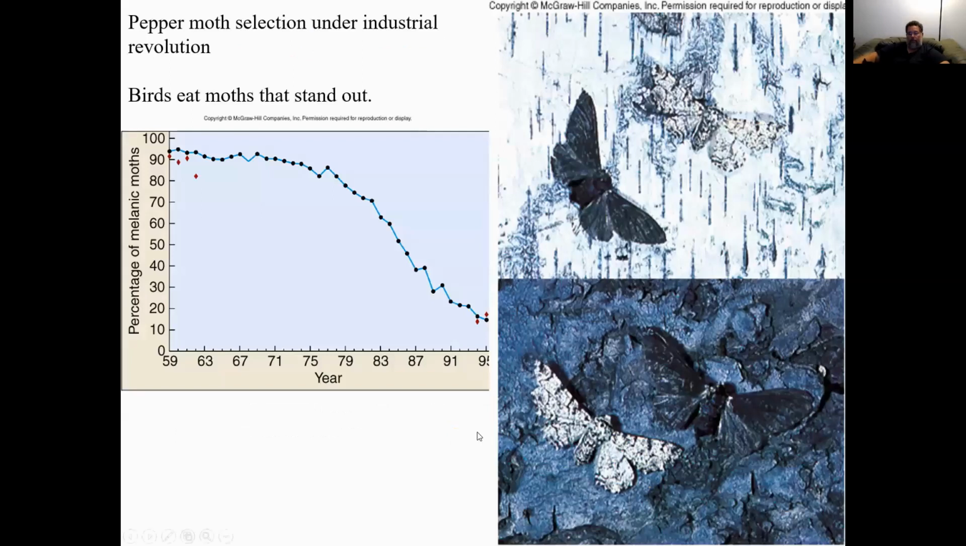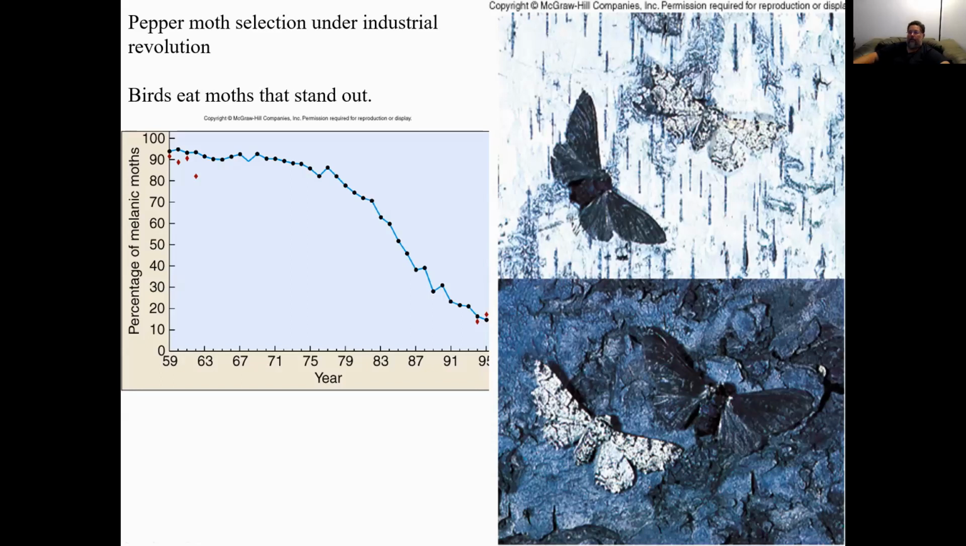Here's another example of directional selection, depending on pre- and post-industrial revolution. The idea is that there's this peppered moth, and before the Industrial Revolution, the trees around England had a kind of white bark. These moths are the same species, and the whiter moth of that species survived and was camouflaged better than the darker moth. So birds would eat the darker moth.